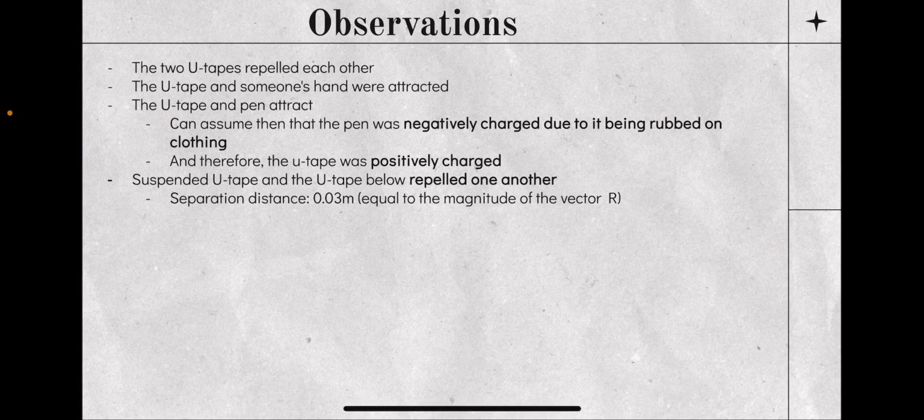Moving on to the observations from the lab, we learned the two U-tapes repelled each other, the U-tapes in someone's hands were attracted, and the U-tape and the charged plastic object were attracted. From these observations, we can assume that the pen was negatively charged due to being rubbed on hair, and therefore the U-tape was positively charged. The suspended U-tape and the U-tape below repelled one another, and the separation distance was 0.03 meters.